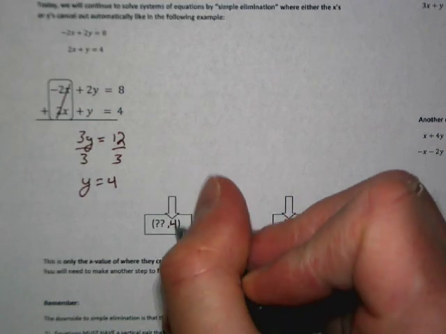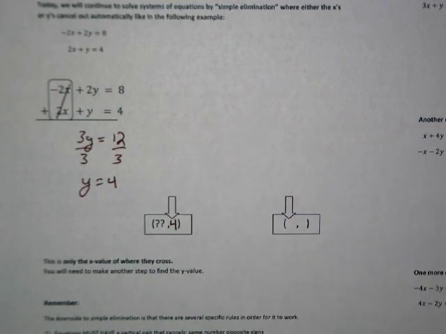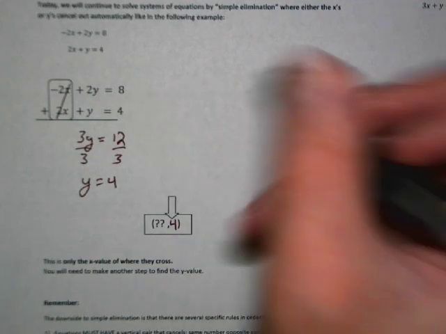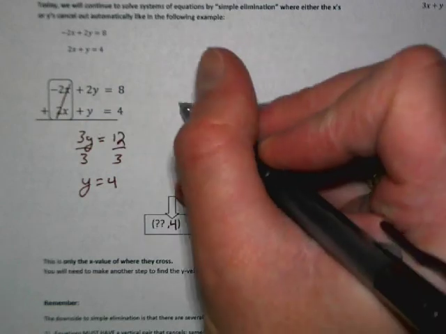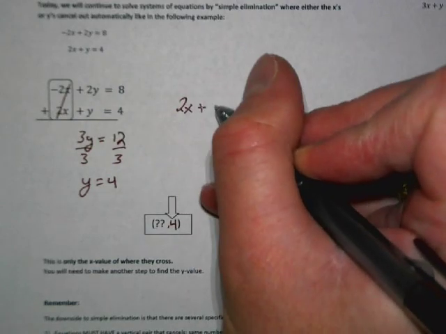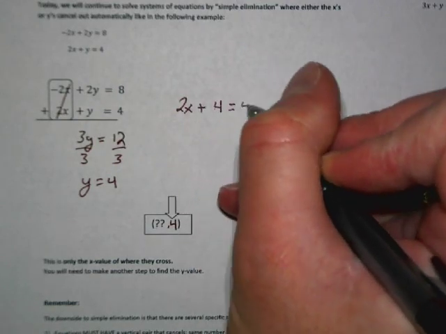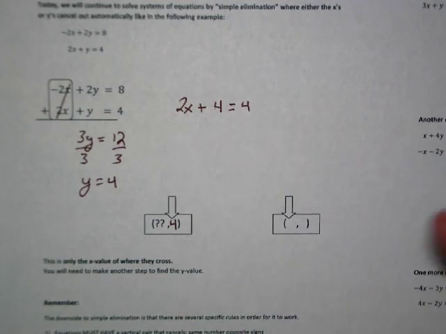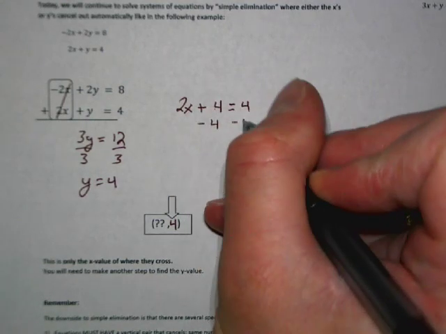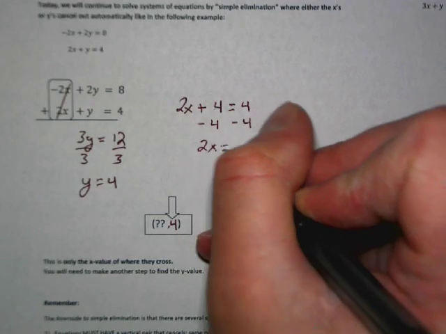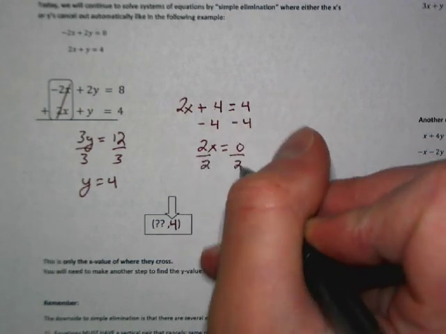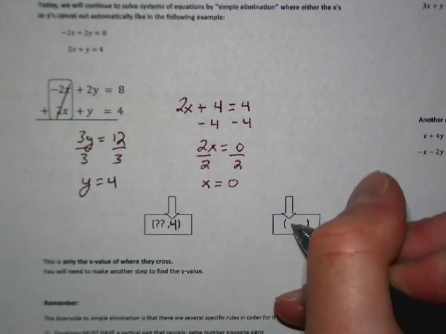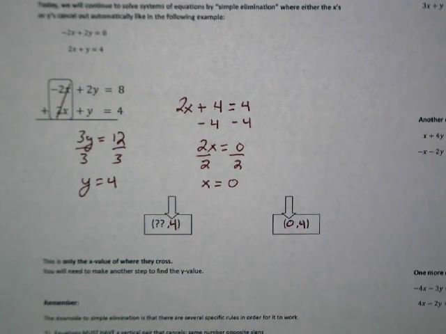So we know what y is, and then just like all the other methods, we plug it back in and find x. Either equation will still work; one's typically easier than the other. I'm going to use this second equation, 2x plus y, but instead of y, I'm going to put a 4 there, equals 4. Then we can solve for x. We subtract 4, and 4 minus 4 gives us 0, and then divide by 2. 0 divided by 2 is 0. So we get a solution of 0, 4.